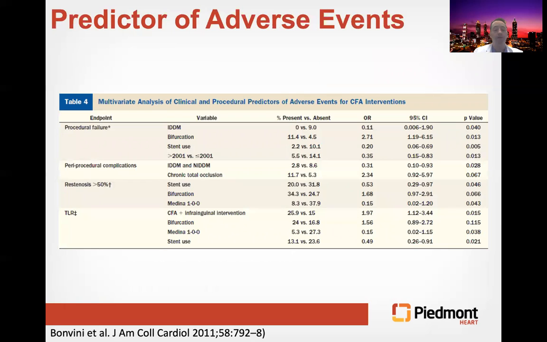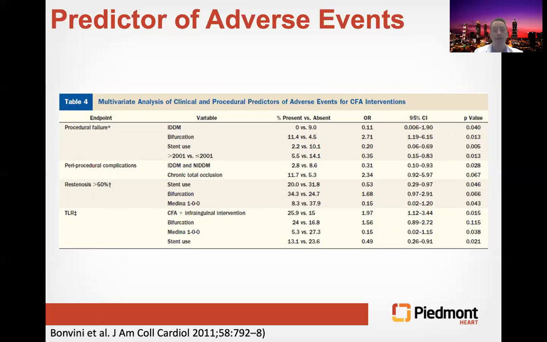If you look at Bonvini's data, looking at predictors of adverse events across the board here, it's really procedural failures, if it's involving the bifurcation, if stents had to be used. Again, as we've evolved, if it's after 2001, patients did better than if before 2001. A lot of this has to do with some technology, which we'll talk about.